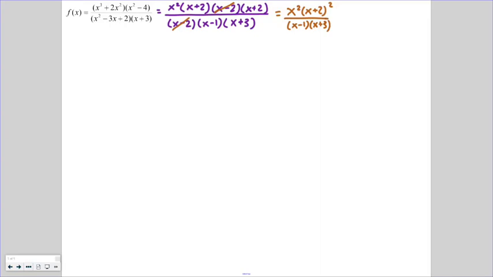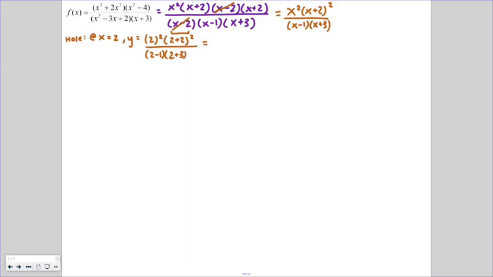That's the first piece of information that I found. We have a hole when x is equal to positive 2. We set that factor that we crossed out in the top and the bottom equal to 0, solve for x. We have a hole then when x is positive 2. Now what we have to do is find the y value. And the y value of that hole is going to be when we plug in 2 to the simplified function and evaluate. So that'll be 2 squared times 2 plus 2 squared over 2 minus 1 times 2 plus 3.